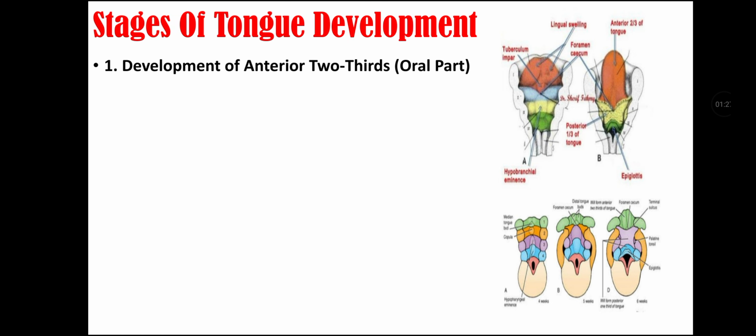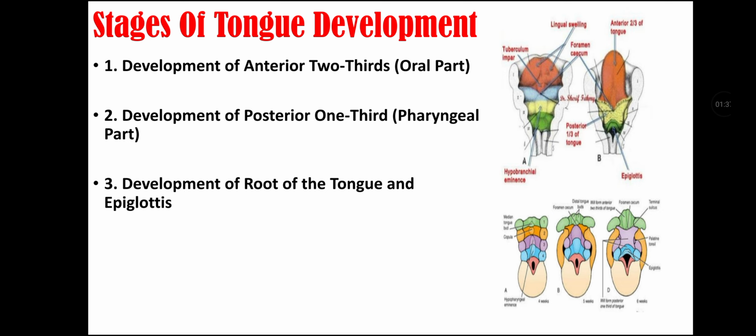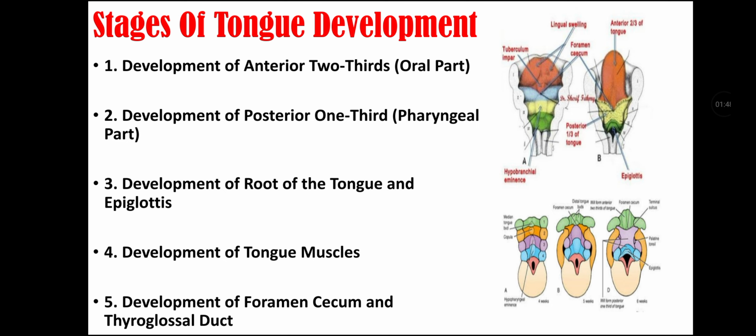Stages of tongue development. First, there is development of anterior two-third part of tongue, that is the oral part of tongue. Then there is development of posterior one-third part of tongue, that is the pharyngeal part of tongue. Then third step is development of root of the tongue and epiglottis. And fourth step is development of tongue muscles. And fifth step is development of foramen cecum and thyroglossal duct. Now let's talk about these stages one by one.